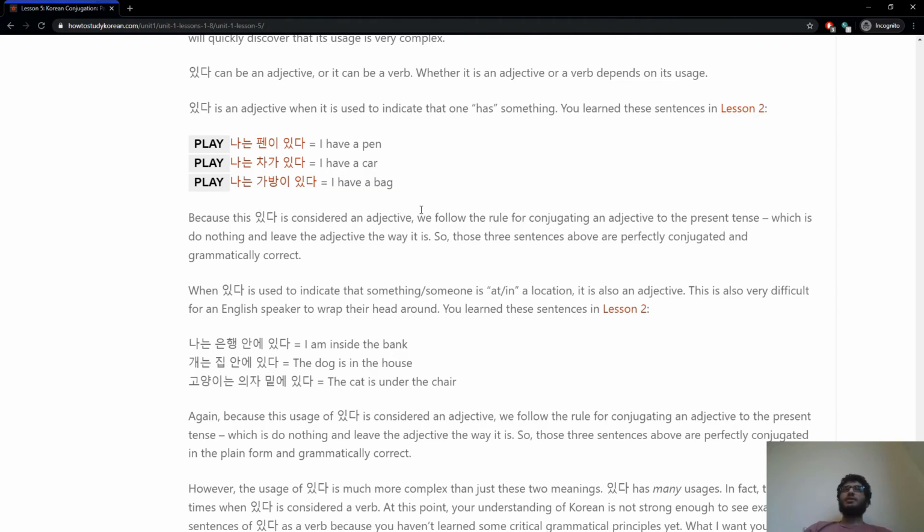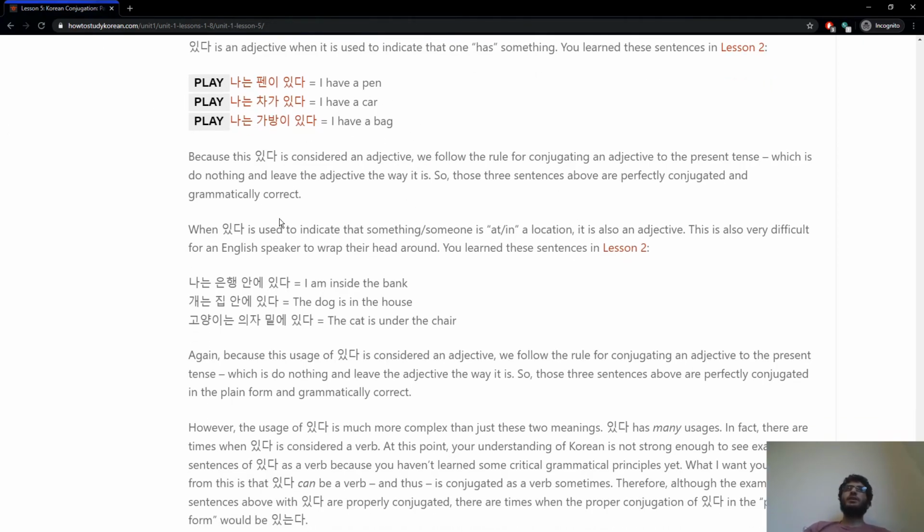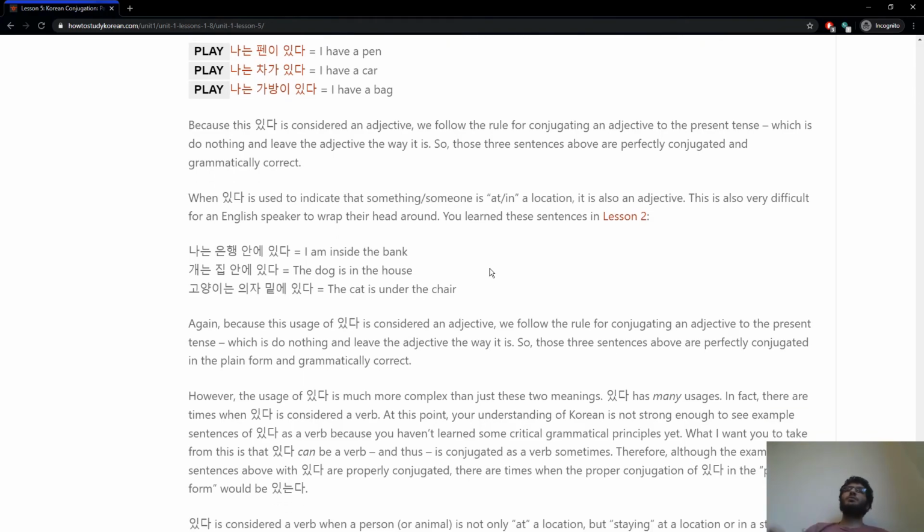Because it's considered an adjective, we follow the rule of conjugation. In the present tense, it stays exactly the same, since this is present tense, right? So these three sentences are awesome. They're correct. When 있다 is used to indicate that something is at a location or in a location, it's also an adjective. This is also very difficult for English speakers to understand.